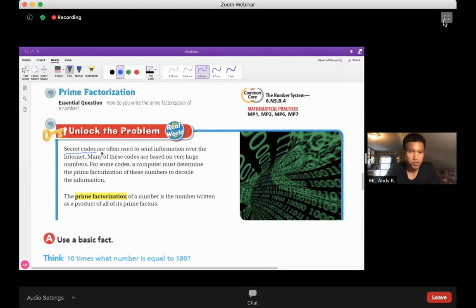Secret codes are often used to send info over the internet. Many of these codes are based on very large numbers. For some codes, a computer must determine the prime factorization of these numbers to decode the info. The prime factorization of a number is the number written as a product of all of its prime factors. Yep. So yeah, prime factorization.